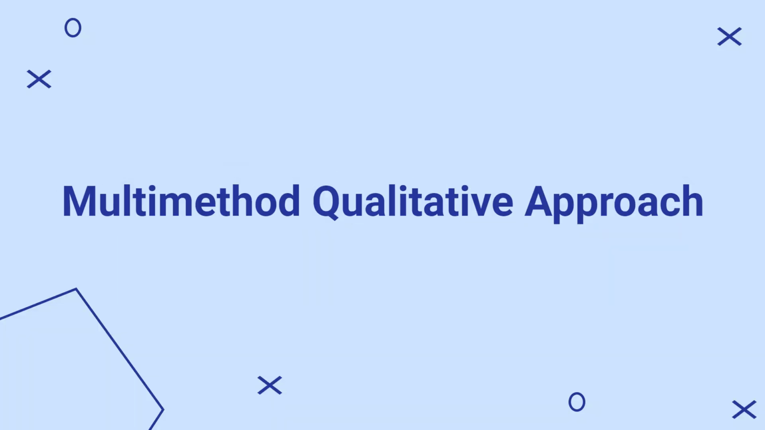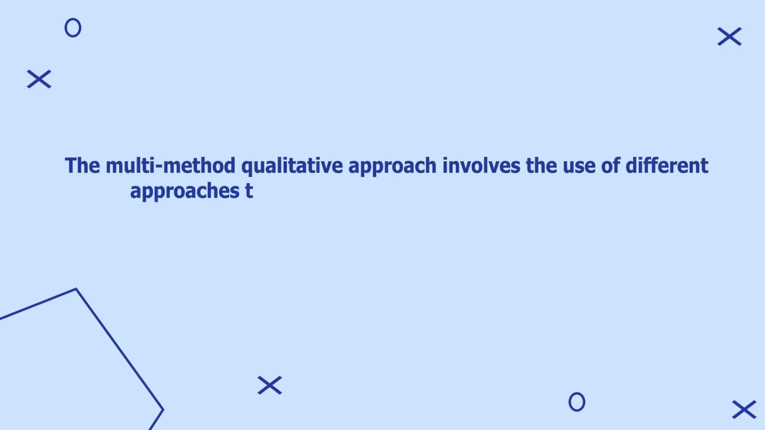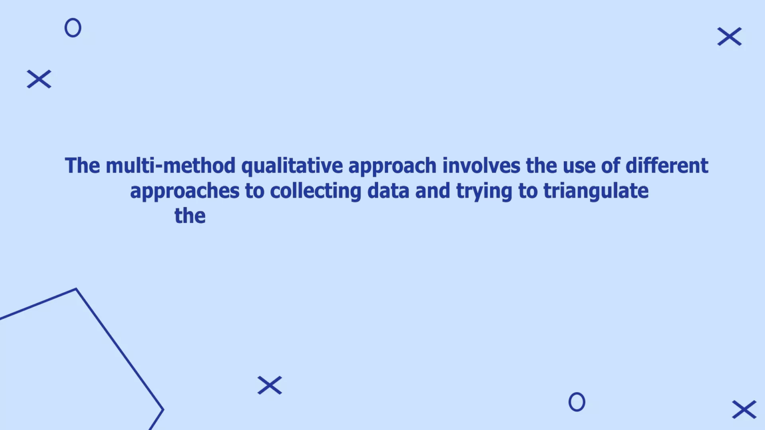Let's look at the second methodological choice, which is the multi-method qualitative approach. The multi-method qualitative approach involves the use of different approaches to collecting data and trying to triangulate the findings from more than one data source. For example, a researcher can decide to conduct interviews and at the same time analyze secondary documents or decide to conduct observations. When a researcher relies on more than one approach to collecting data in their qualitative study, they are therefore adopting a multi-method qualitative approach.